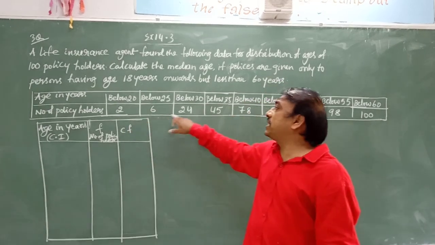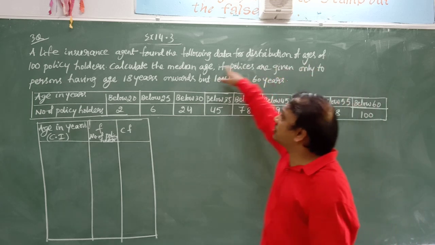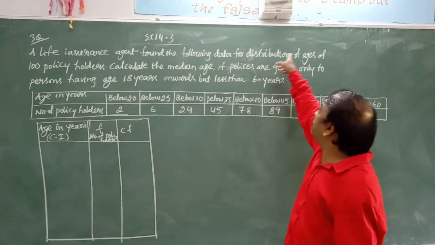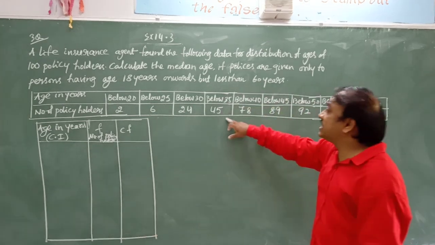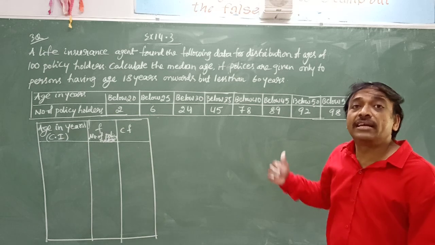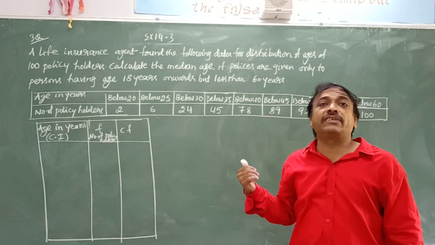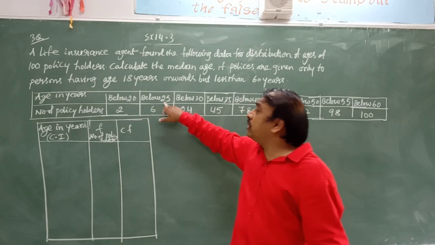See, 2, 6, 24, 45, 78, last is 100. What is given in the question also? There are 100 policy holders. That means this is in cumulative frequencies. So you need to get frequencies. And data is given as below 20, below 25.